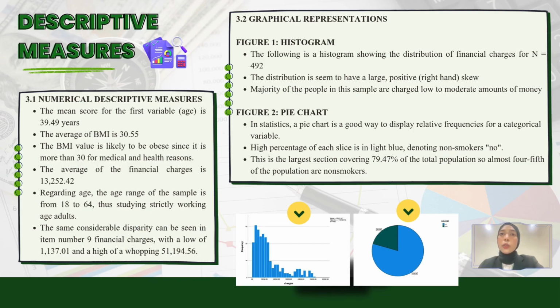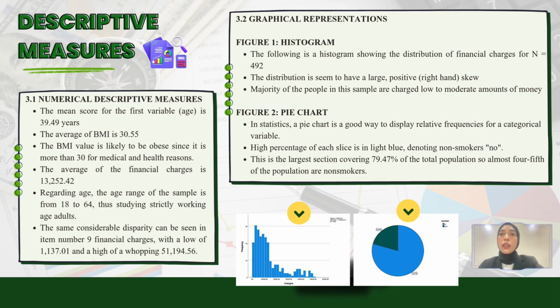Next, let's look at the lowest and the highest numbers to see the gaps in our data. For age, the youngest person is 18 years old and the oldest is 64 years old. This means we only study working adults. Next, let's talk about standard deviation, which shows how spread out the numbers are. For age, the numbers are balanced. For BMI, the standard deviation is low at 5.85, which means most people have a BMI very close to the average of 30.